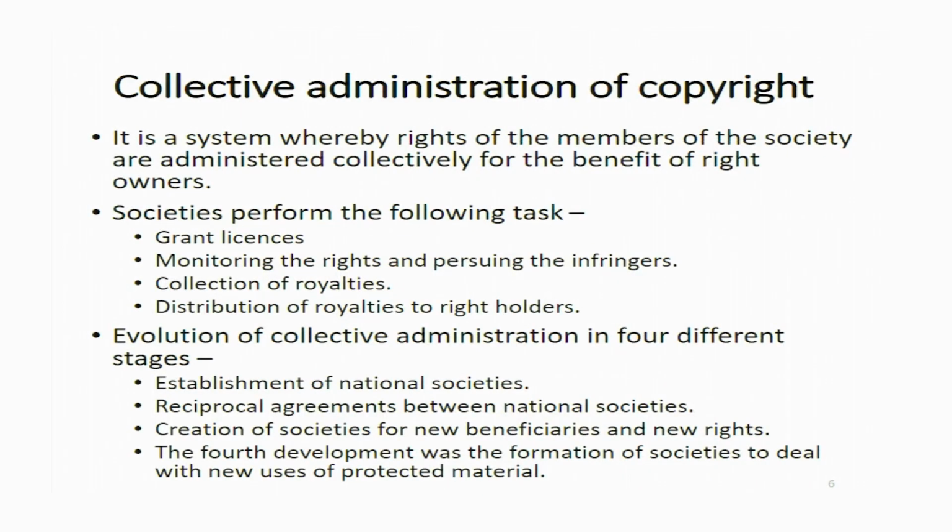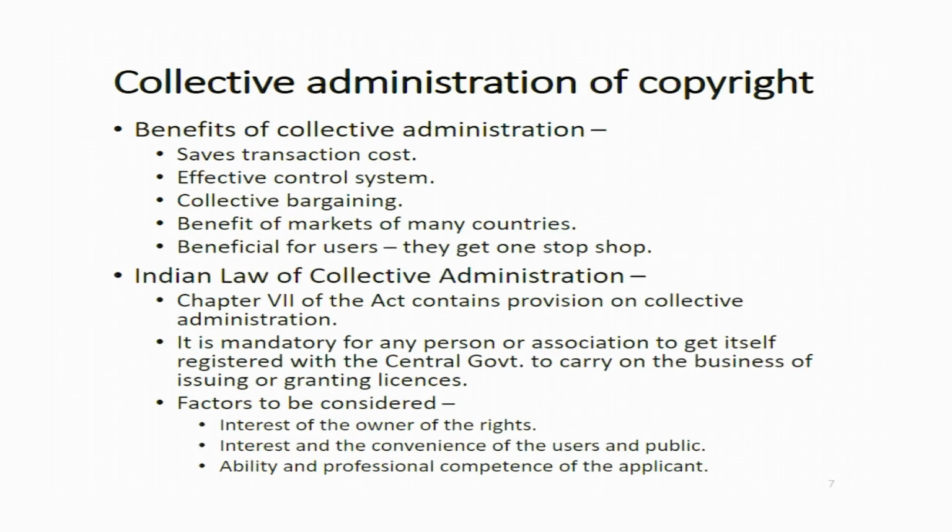Now, there are new beneficiaries coming up, so therefore, there is demand for new societies for these new beneficiaries. Plus, new rights were also emerging. In 1930s, there was a case in which public performance right was recognized. And when public performance right was recognized, a new society came into existence only for the purposes of administering one right called public performance right. So, new societies were coming up for new beneficiaries, for new rights. And fourth is, with the technological development, new societies came into existence to deal with new uses of protected material. So, these are the four stages in which copyright societies have evolved.